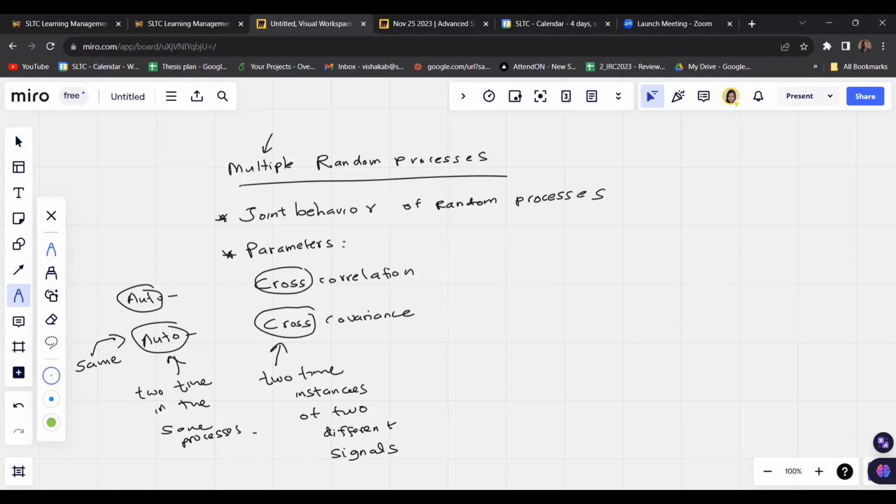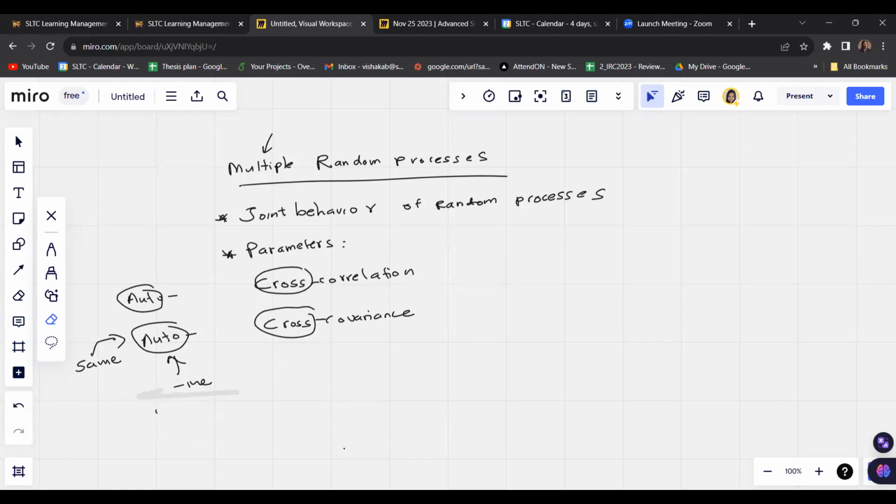So if we are going to compare two different signals and then compare the time instances, if you are going to compare the random variables related to two time instances of two different random signals, we call those statistics cross correlation and cross covariance. So cross means different random signals are considered. So based on that, we can define the mathematical functions for these two parameters.